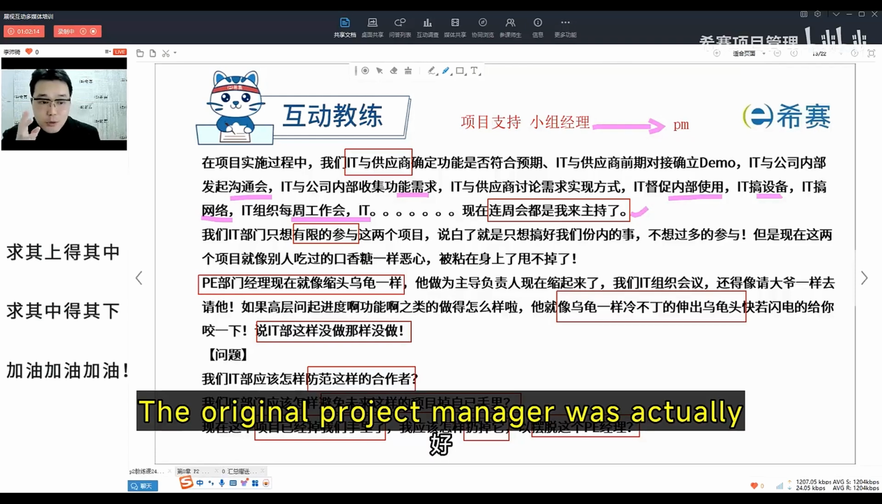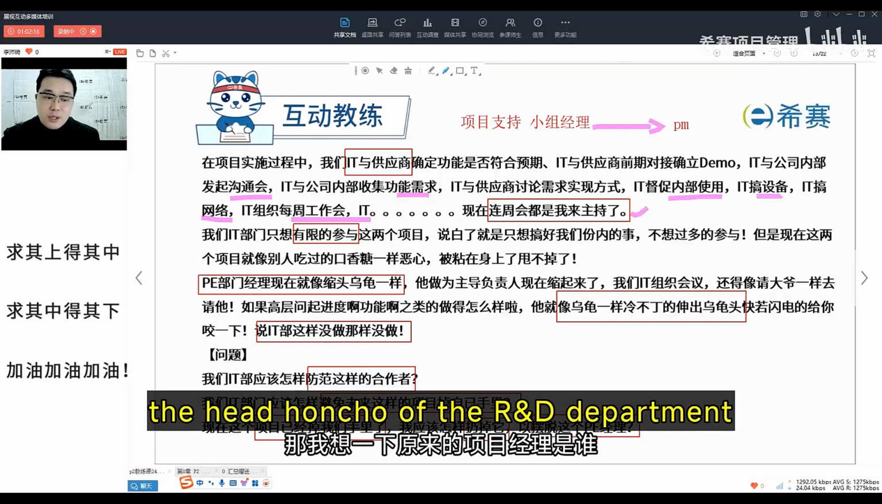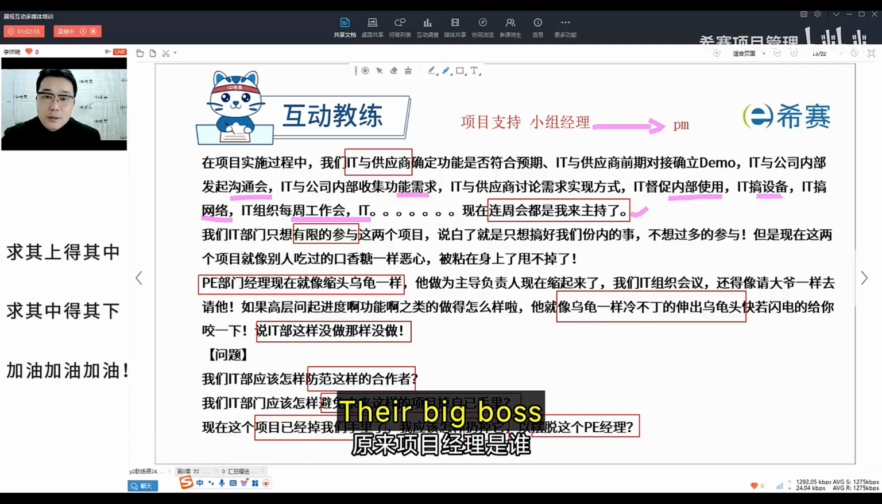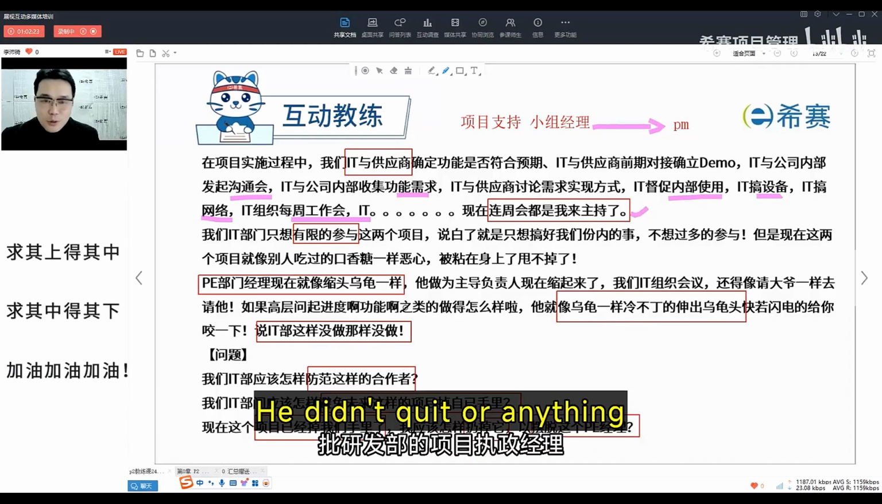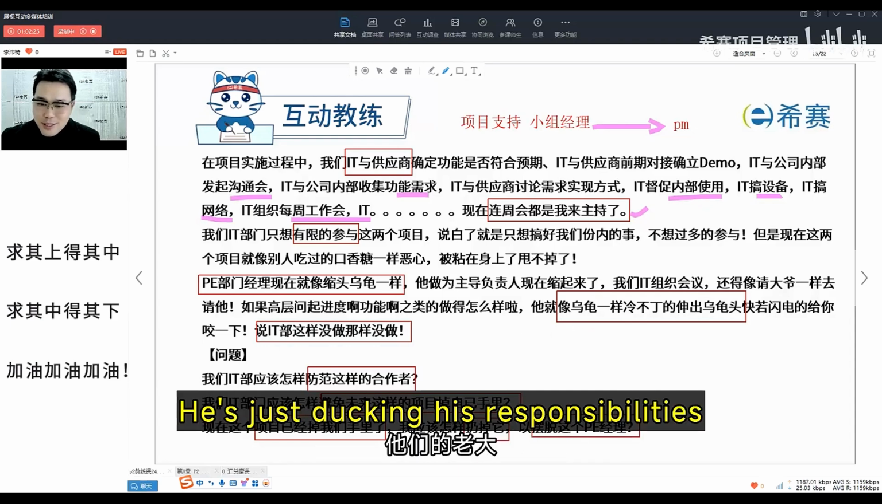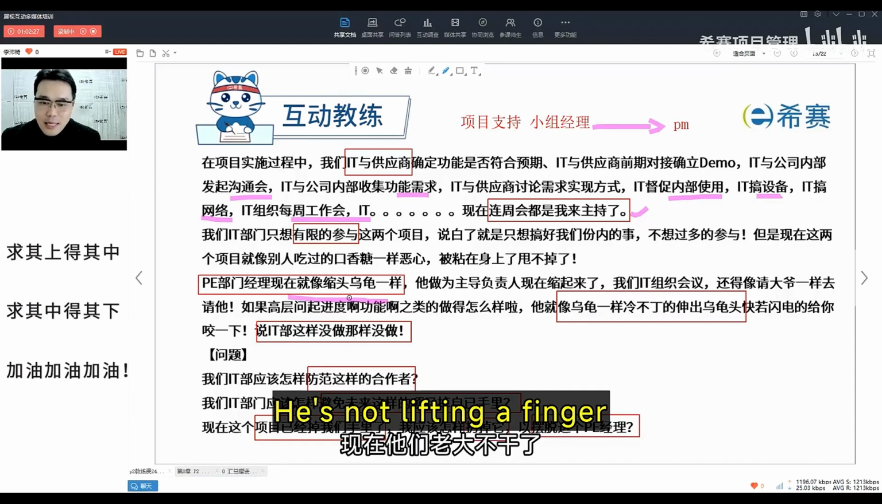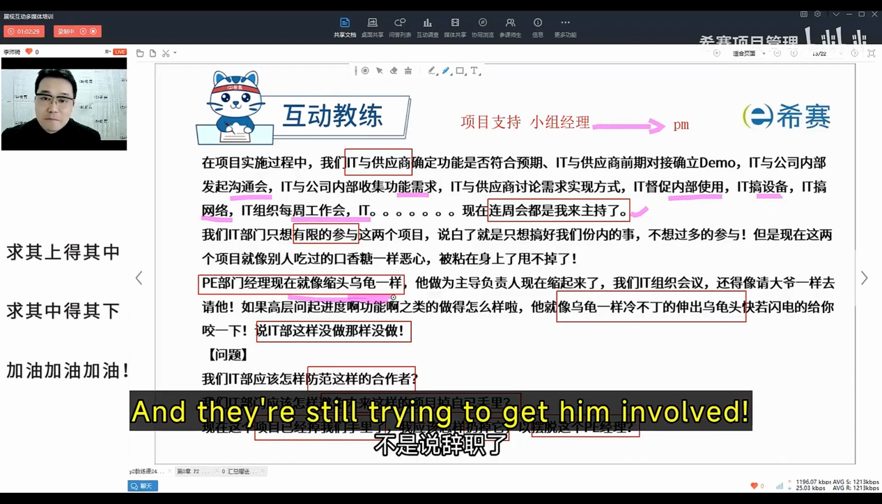The original project manager was actually the head honcho of the R&D department. Their big boss. Now their big boss isn't pulling his weight. He didn't quit or anything. He's just ducking his responsibilities. He's not lifting a finger. And they're still trying to get him involved.